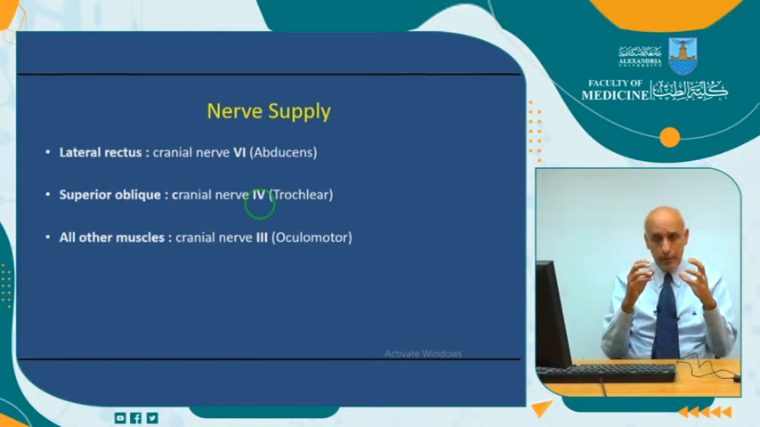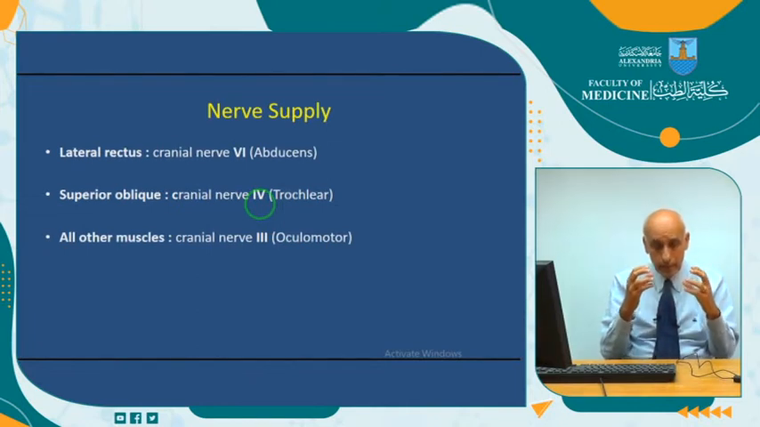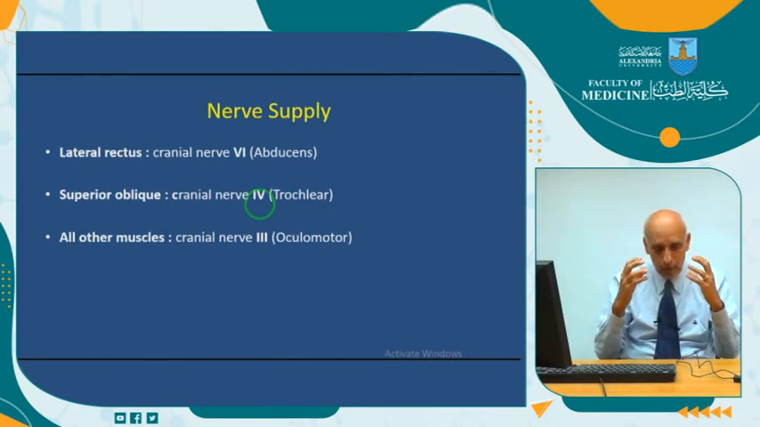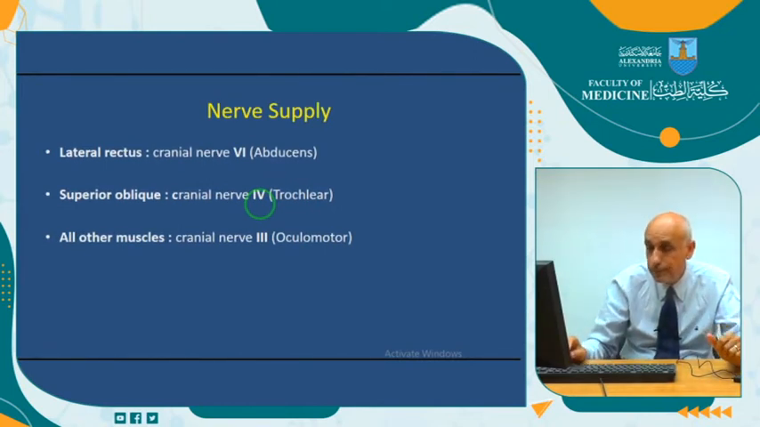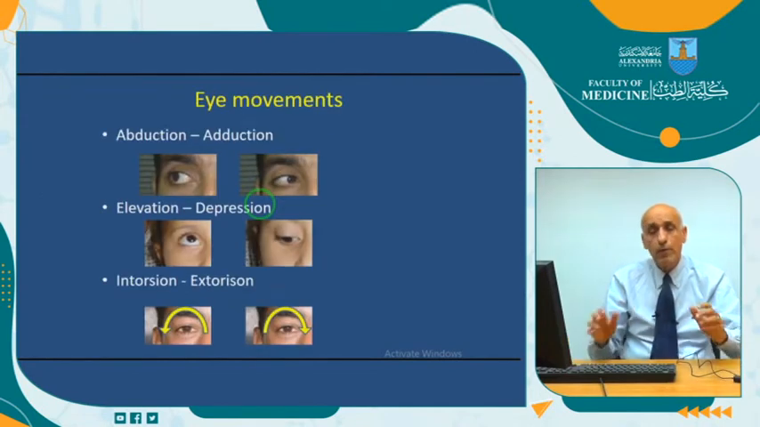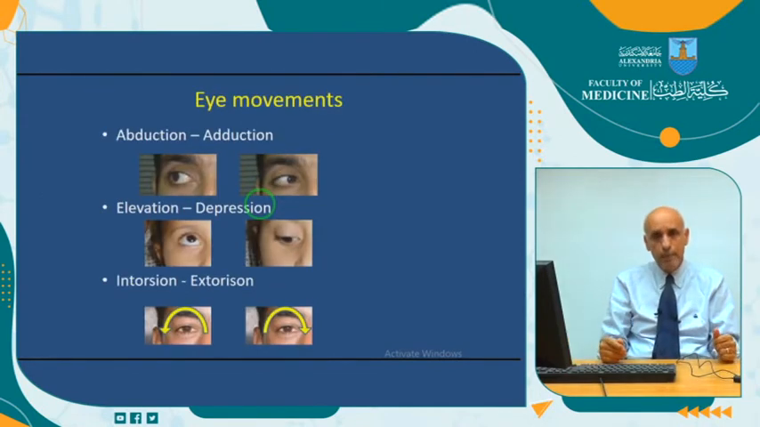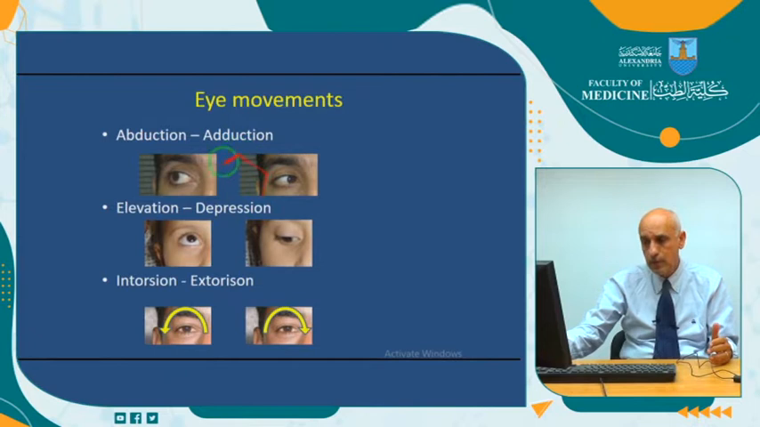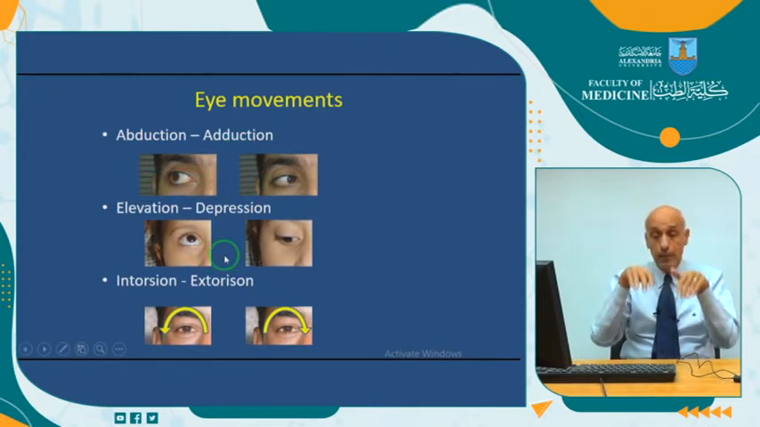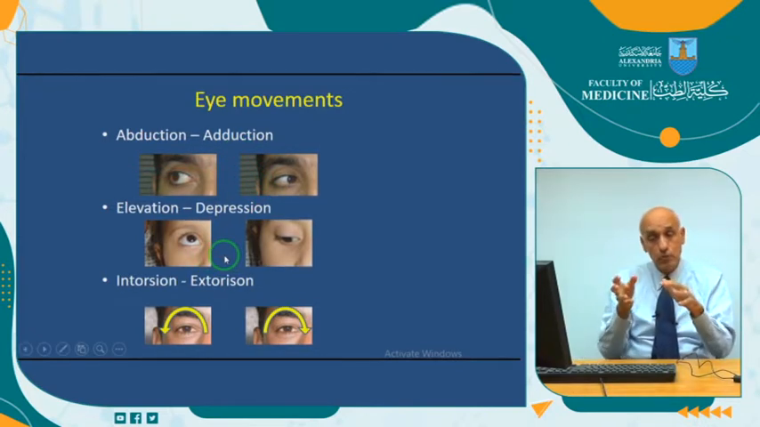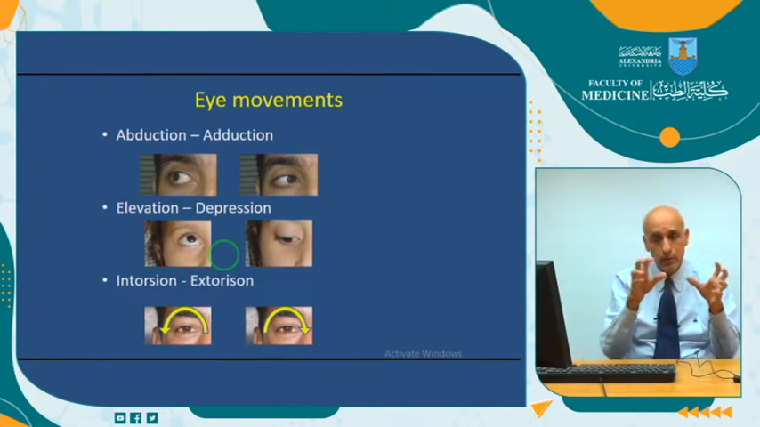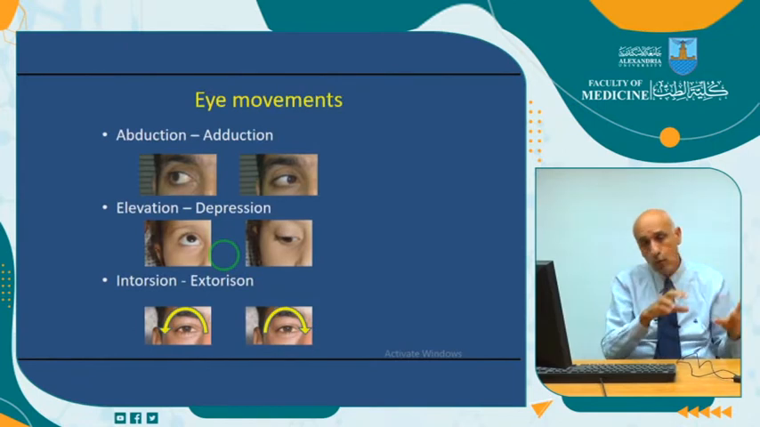This gives you an idea, if there is any paralysis of these muscles, about where the lesion actually is. So we have what we call the main eye movements, which, as I told you before, are abduction, adduction, as you see from this picture, elevation and depression, and intorsion and extorsion. When the muscles work in coordination together, they move your eye in all directions of gaze.